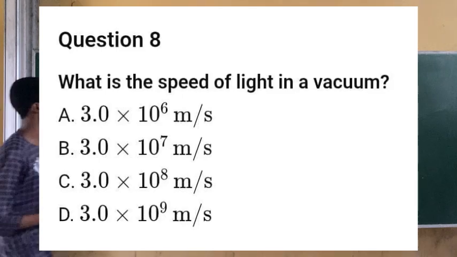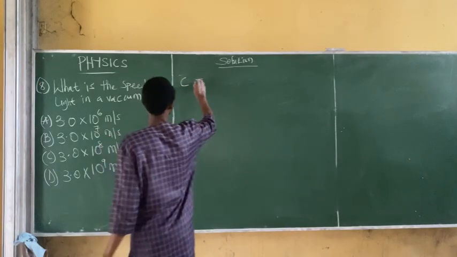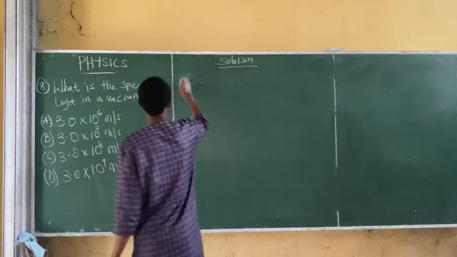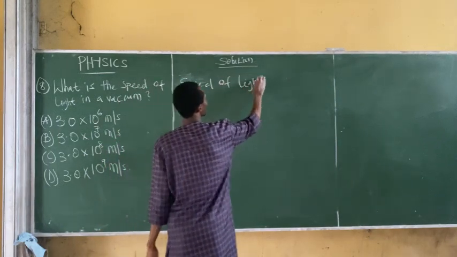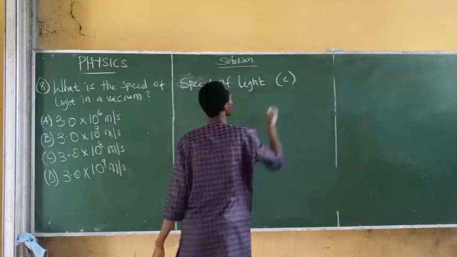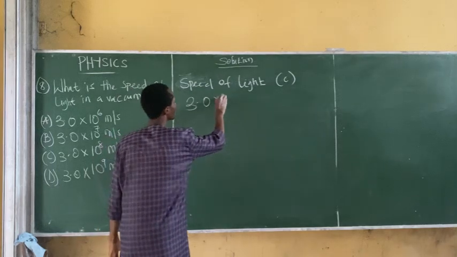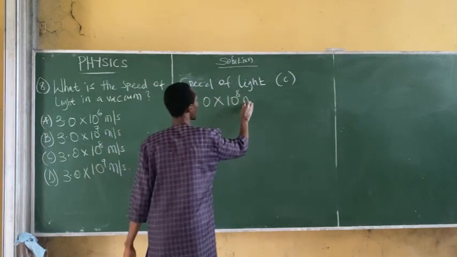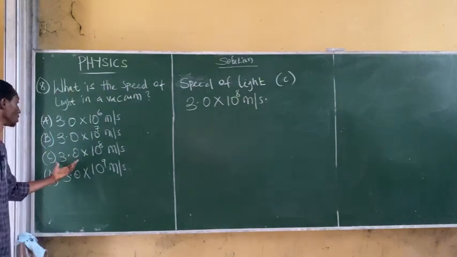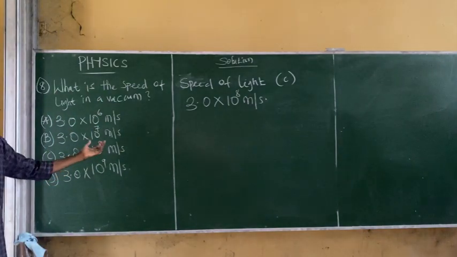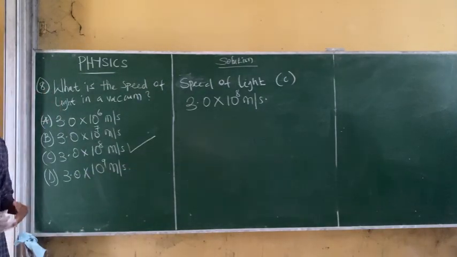When you have this kind of question, recall that the speed of light is a constant. The speed of light, denoted with letter C, is a constant, and the value is 3.0 times 10 raised to the power 8 meters per second. The correct option here is option C, 3.0 times 10 raised to the power 8 meters per second. This is a constant known as the speed of light.